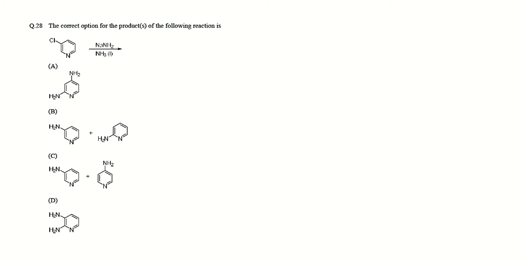Another question: the correct option of the products of the following reaction. This is a simple benzyne intermediate. This reaction will go through a benzyne intermediate. You are seeing when this is treated with sodamide in liquid ammonia, hydrogen abstraction is possible at the 2 position and the 4 position.